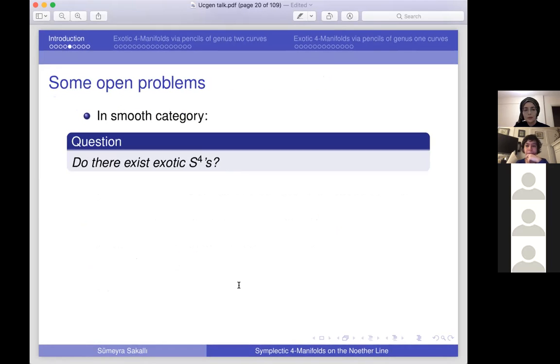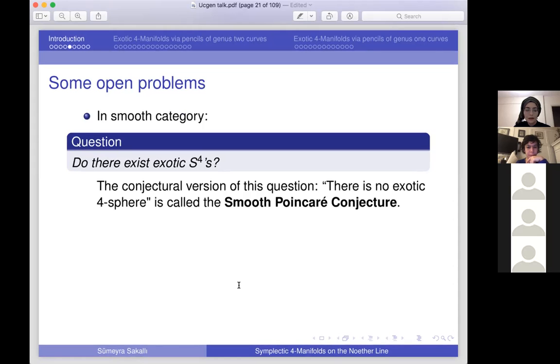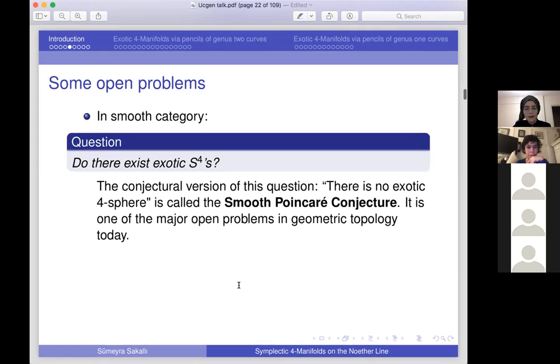And let me mention some open problems now. Let's first look at the smooth category. We ask this question: do there exist exotic 4-dimensional spheres? The conjectural version of this question says that there is no exotic 4-sphere, and it is called the smooth Poincare conjecture. So basically, it says that if you have a manifold which is homeomorphic to S4, then it must be diffeomorphic to it. And today, we still don't know the answer, whether it is true or not. It is one of the major open problems in geometric topology, I would say.